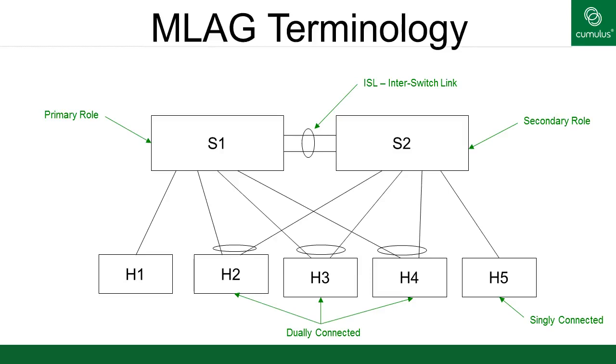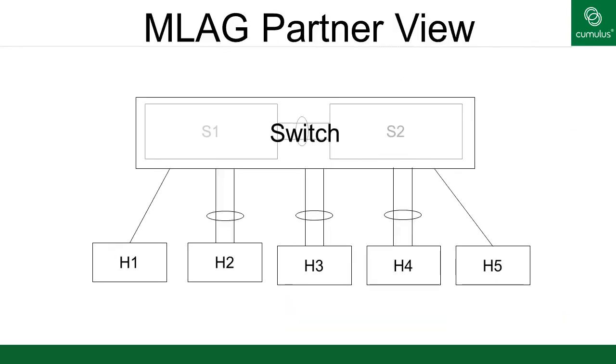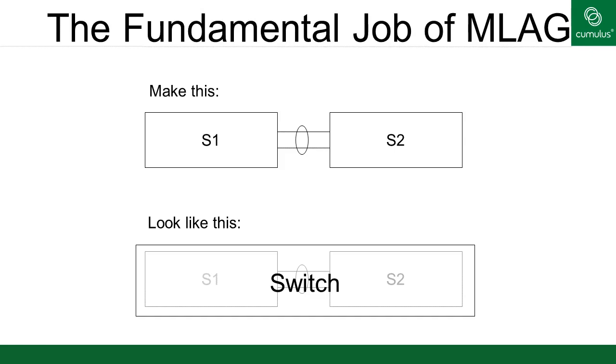So what does it look like from the server's point of view? It looks like this. You have H1 and H5, which are singly connected, and you have H2, H3, and H4. To them, those two physical switches, they don't see. They see one logical switch. They have a two-member bond going between their server and a switch. And really, that's the fundamental job of MLAG. When you get down to it, MLAG's whole goal is to make these two independent physical switches look like one logical switch to the outside world.